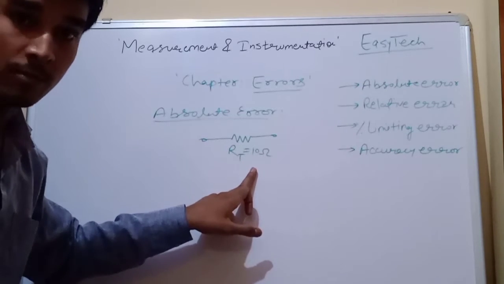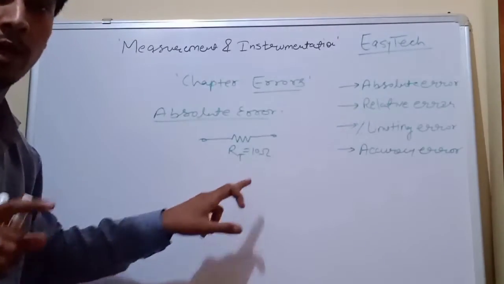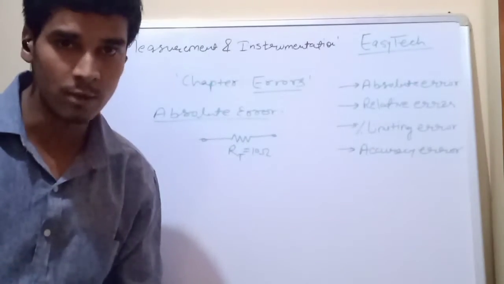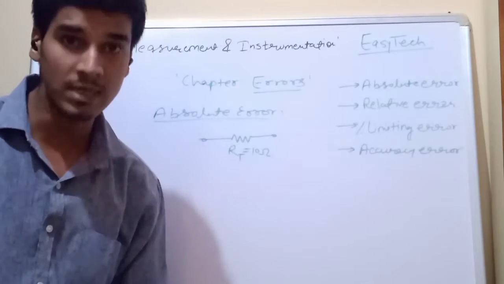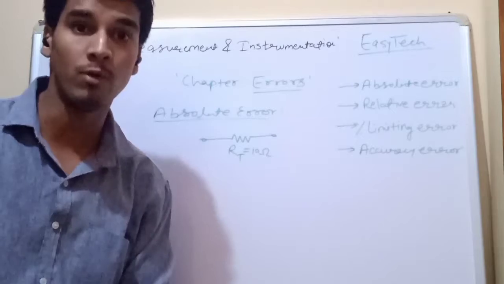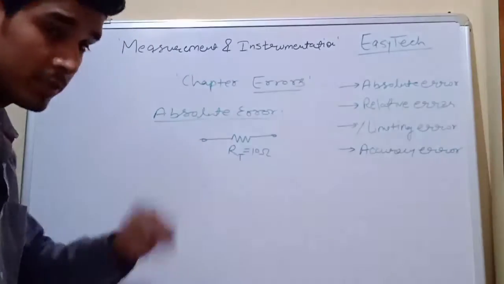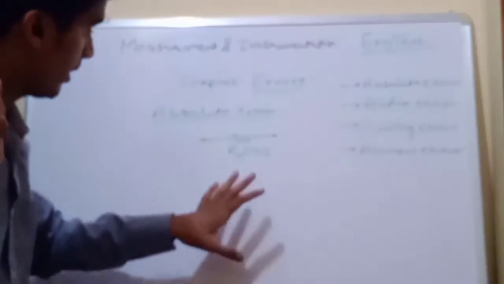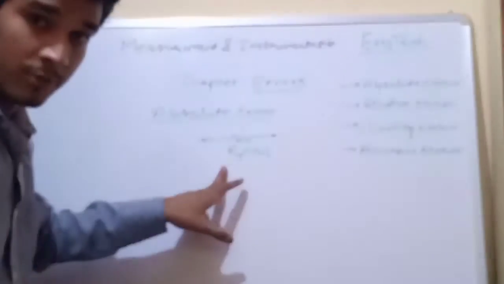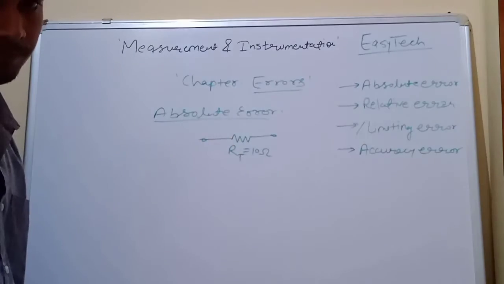By taking the help of a voltmeter and an ammeter, by taking the ratio of voltmeter to ammeter, you can measure the value of resistance, because according to Ohm's law V is equal to IR, so R will be equivalent to V upon I. Whatever measured value you get from the instrument, the difference between that measured value and the true value is given by the absolute error.